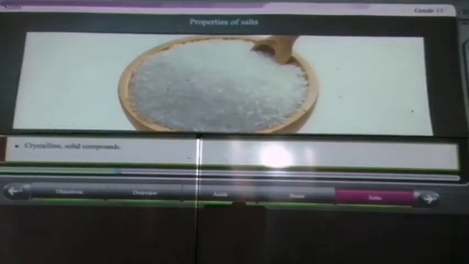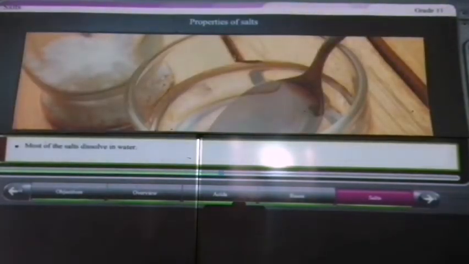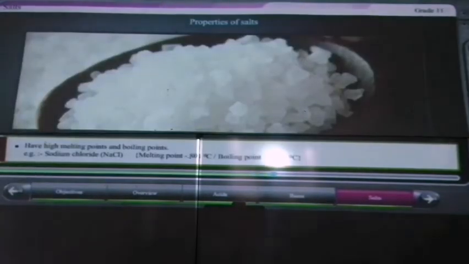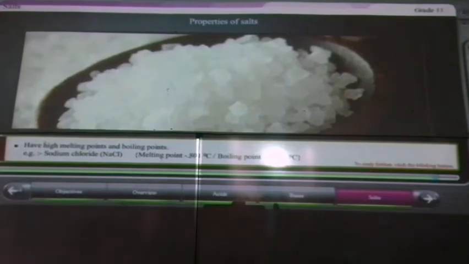Salts are crystalline, solid compounds. Most of the salts dissolve in water. Generally, salts have high melting points and boiling points. To study further, click the blinking button.